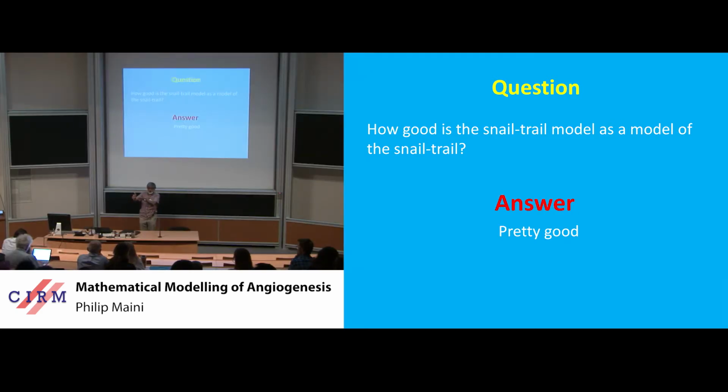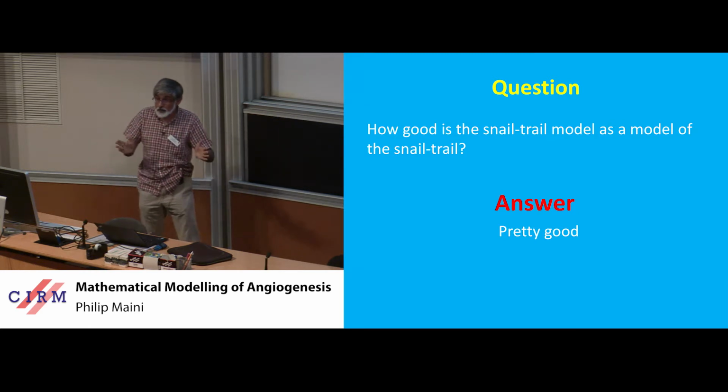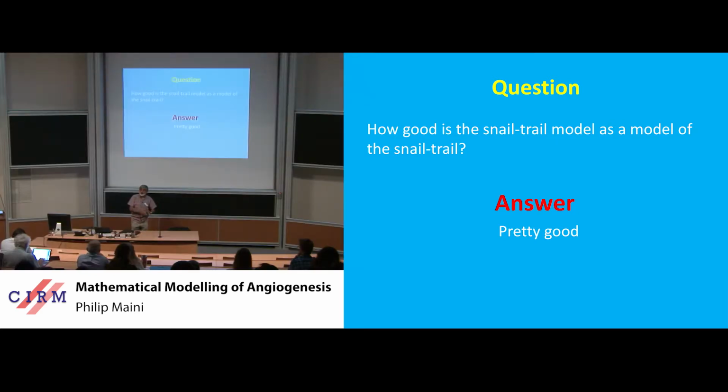But the question is, is that a physiologically relevant parameter regime? And another question is, by looking at that parameter regime, can we say, when we look at a network, just by looking at statistics of the network, whether the snail trail model will work, or whether we need to use the new model? Because given the choice, we want to use the snail trail model because it's linear and it's been well studied. Okay, and that's work that's still in progress.